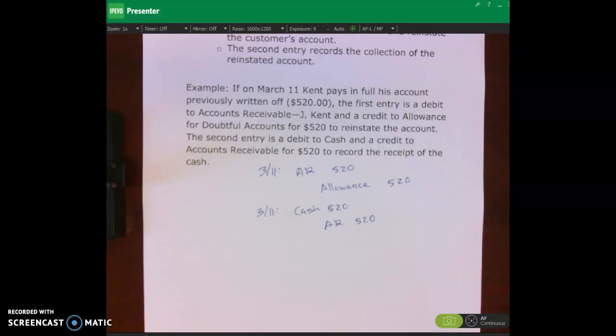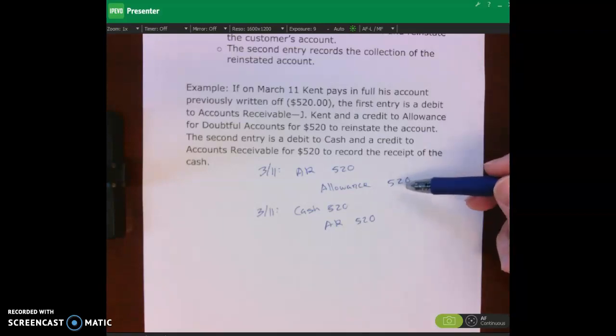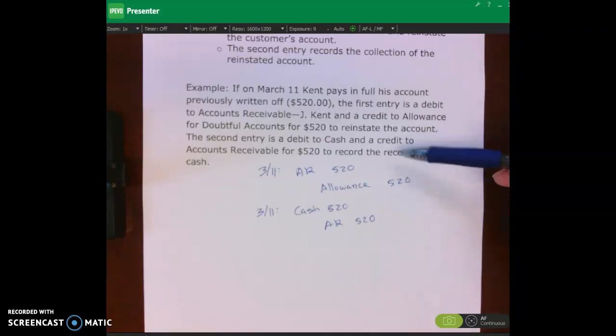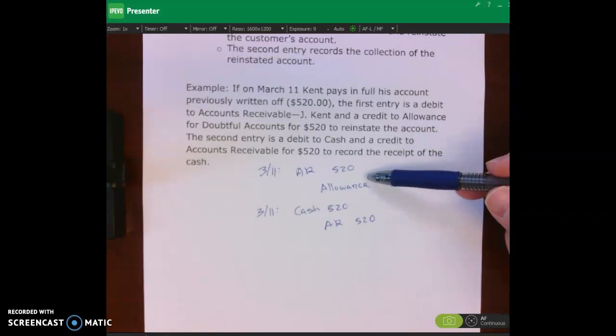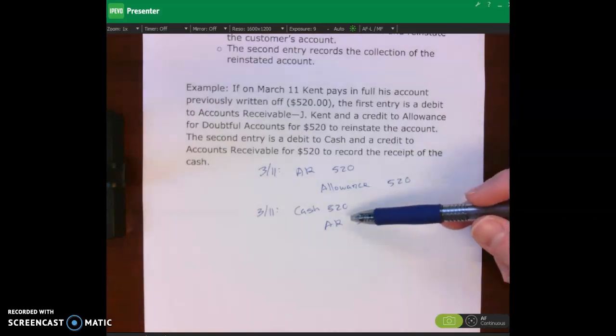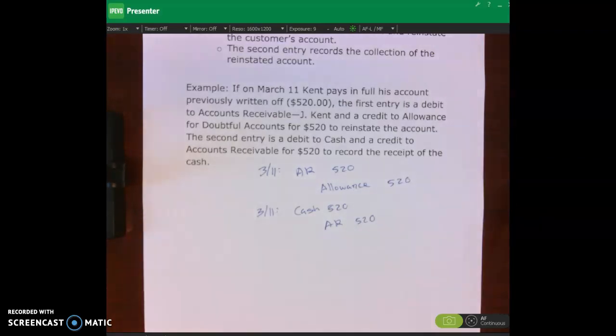Okay? And remember, the recovery of the bad debt is that situation when we wrote off the bad debt, we thought J. Kent would never pay us, and now in this situation it appears that J. Kent can pay us. So this first journal entry, just like what we talked about with the direct write-off, is to reinstate the accounts receivable, and then the second journal entry is to recognize that J. Kent paid us. All right?